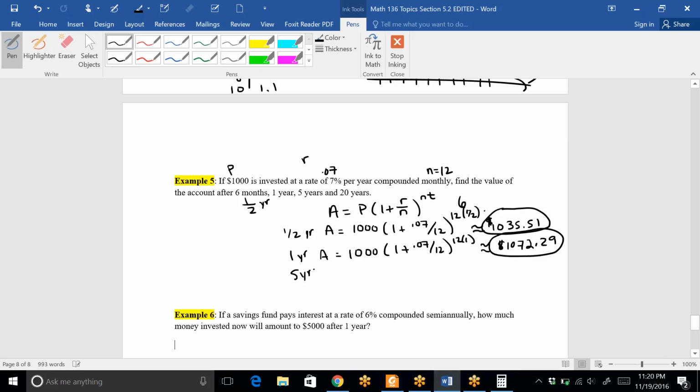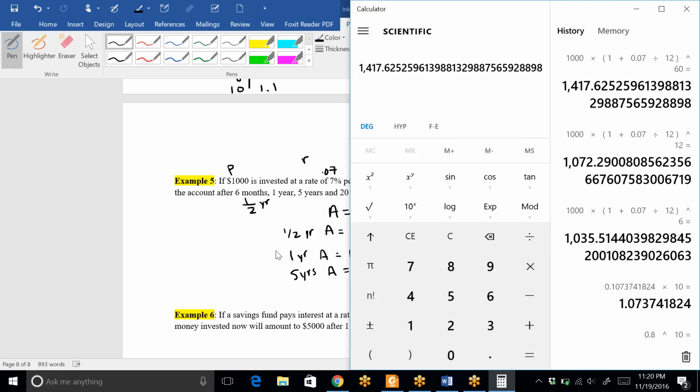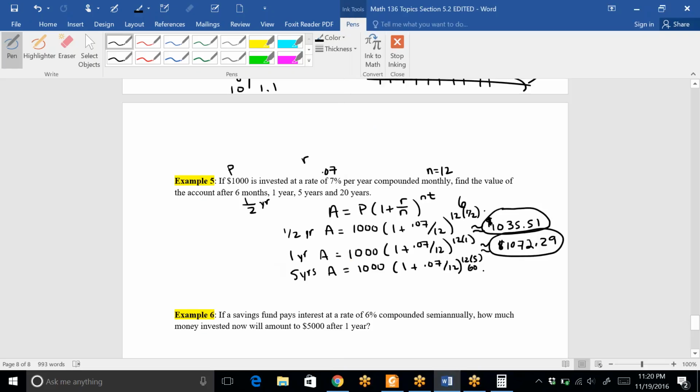Then 5 years, which is trying to show you the power of compound interest. The longer it sits, the more money you have. 12 times 5 is 60, so our exponent is 60 this time. So 1,000 times, open the parentheses, 1 plus 0.07 divided by 12, close the parentheses, raise the power to the 60th. That's 1,417.63. Notice we're starting to see more of an increase.